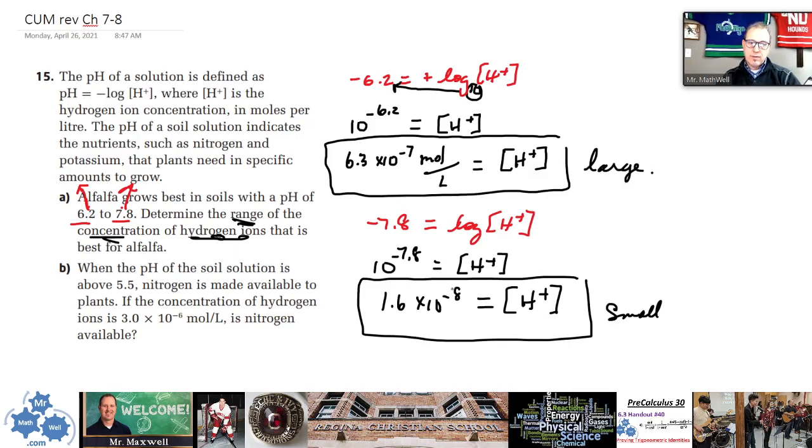So 7.8 is actually less acidic than 6.2. So small to large. So there's the range of concentrations. That's your answer for A.